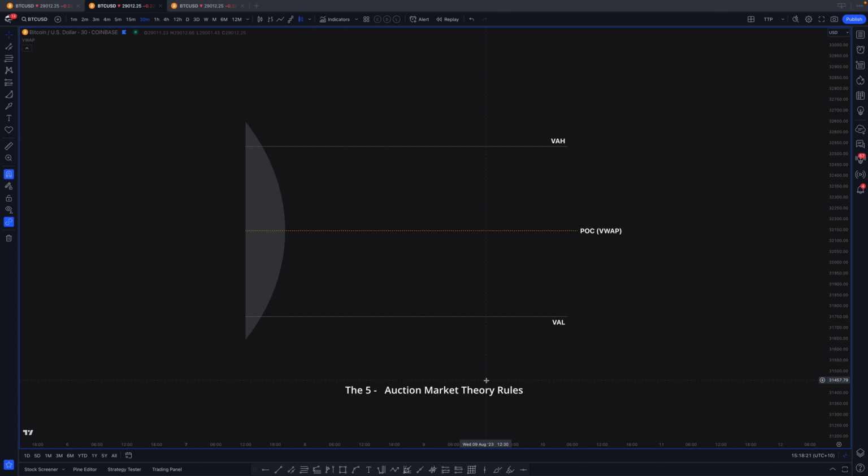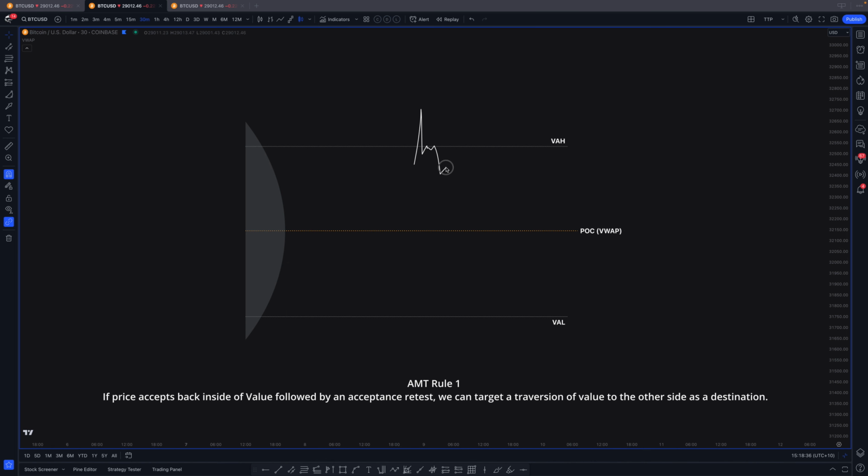Let's now discuss the 5 auction market theory rules. So rule 1, if price accepts back inside the balanced area and we get a retest of the value area, we can assume price's destination will be a reversion to the other side of value.